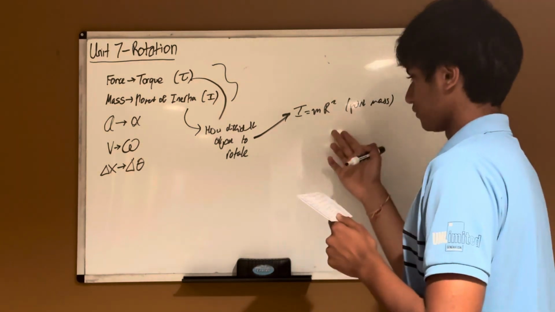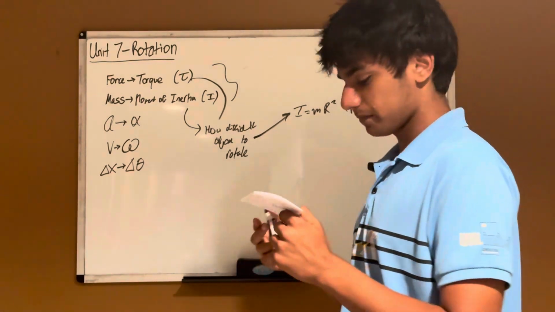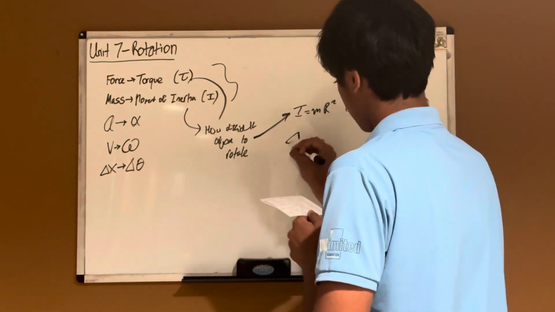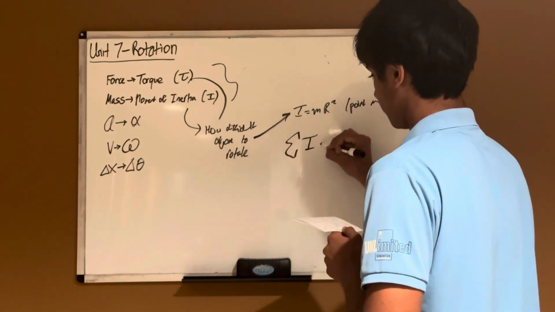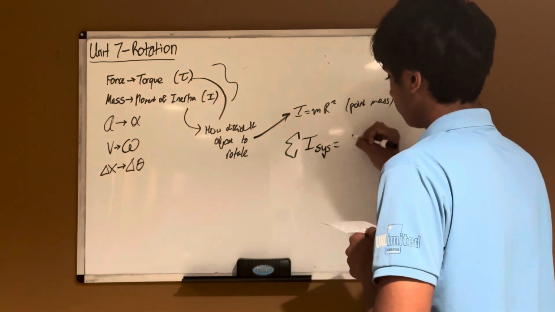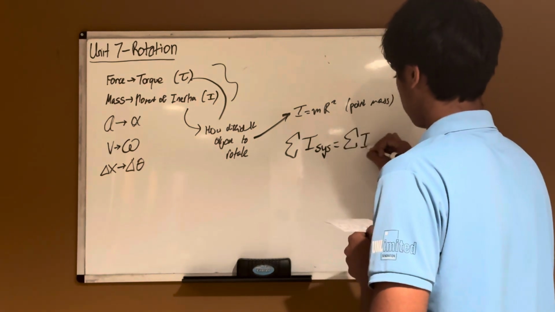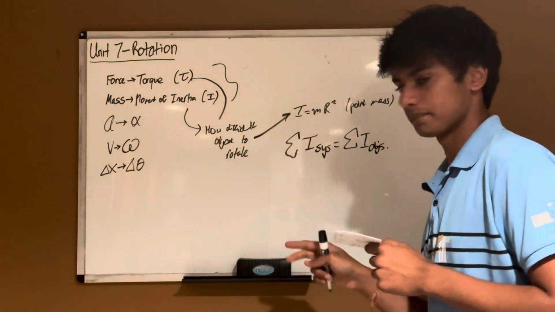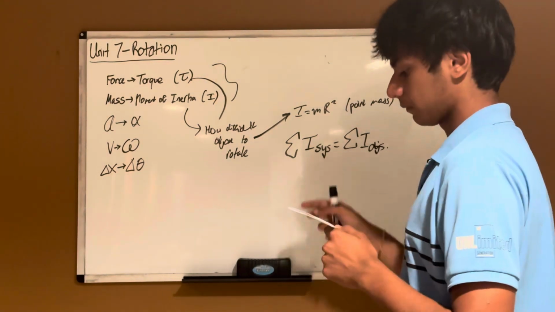And that's really the only one you have to remember. All the other ones they're going to give you on the exam. Another one you should know for formulas is that the I of a system is equal to the sum of the I's of all the objects in the system, the total sum of I's.